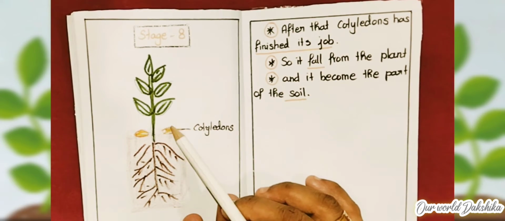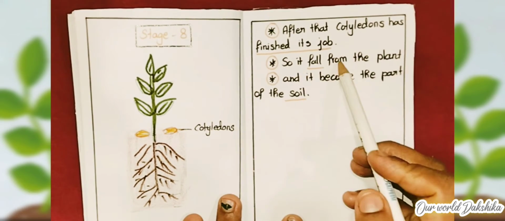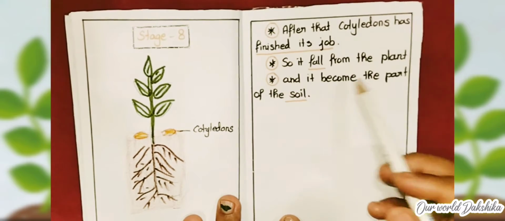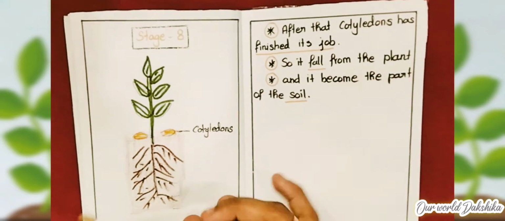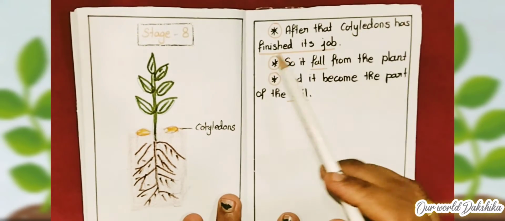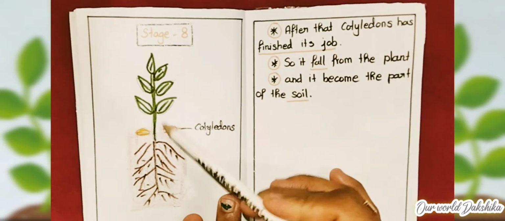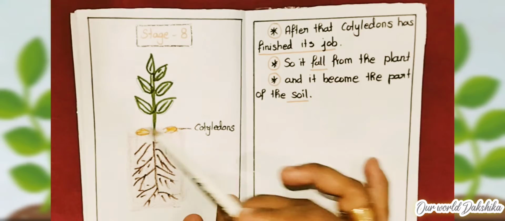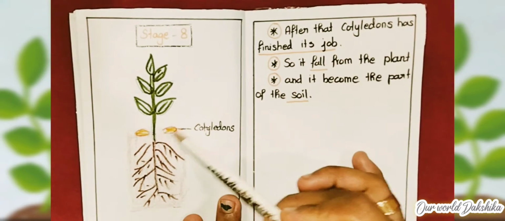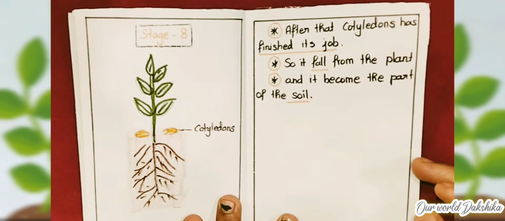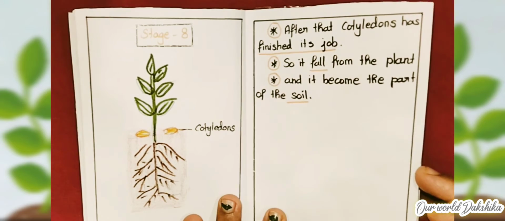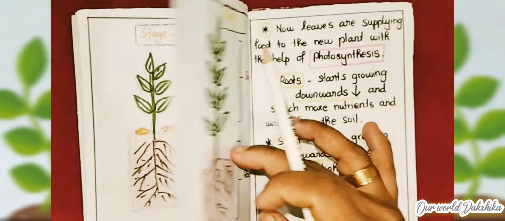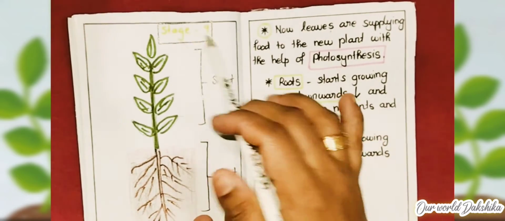Now the cotyledons have finished their job, so they fall from the plant and become part of the soil. This is soil. The cotyledons have now become part of the soil. This is stage 8. Next, this is stage 9.